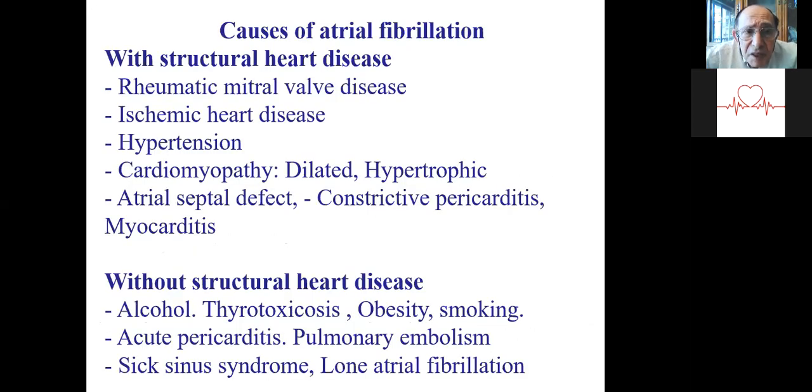The causes of atrial fibrillation are either organic heart disease, such as rheumatic mitral valve disease, mitral stenosis or incompetence, ischemic heart disease, hypertension, cardiomyopathy, dilated or hypertrophic cardiomyopathy, atrial septal defect, in which 1/3 of cases get atrial fibrillation, constrictive pericarditis, myocarditis. Or without structural heart disease: alcohol, thyrotoxicosis, obesity, smoking, pericarditis, pulmonary embolism, sick sinus syndrome.